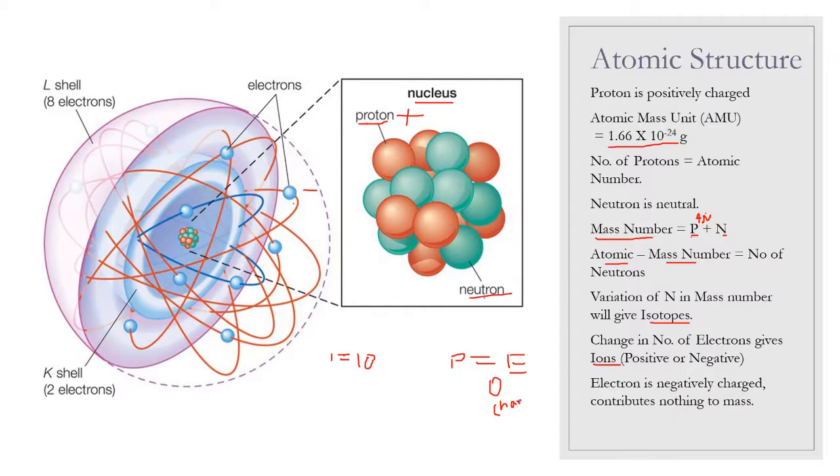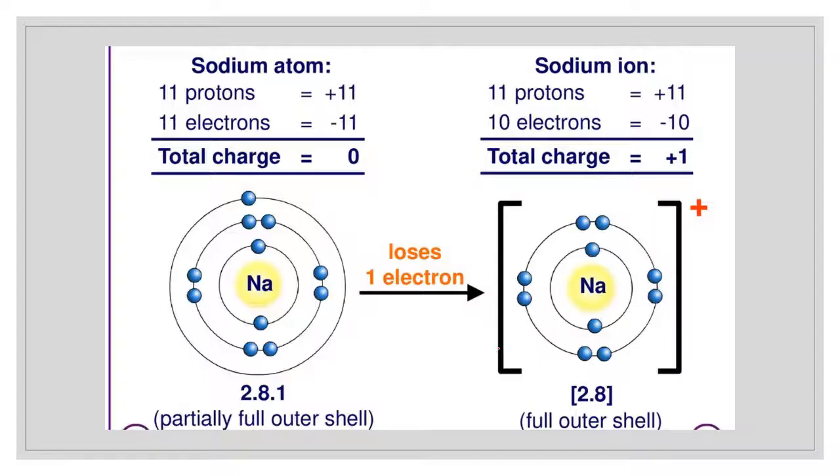The net charge on the atom in its standard state, that is natural conditions, is always 0. So we have an example of sodium here. The atomic number of sodium is 11. That means it has 11 protons, and if it wants to be stable, it should have 11 electrons. So this is the natural state of sodium, and sodium has 0 charge.